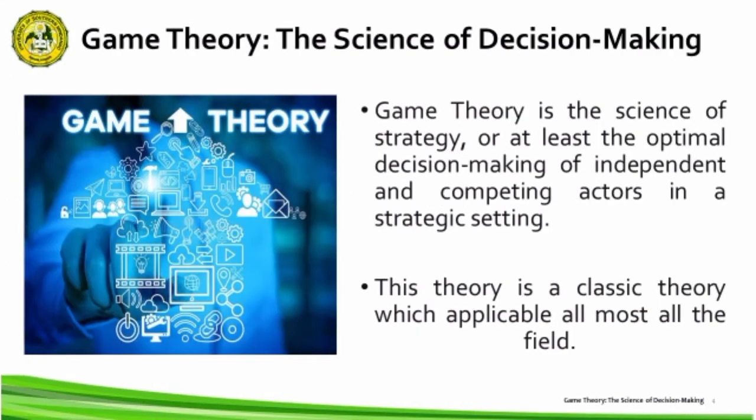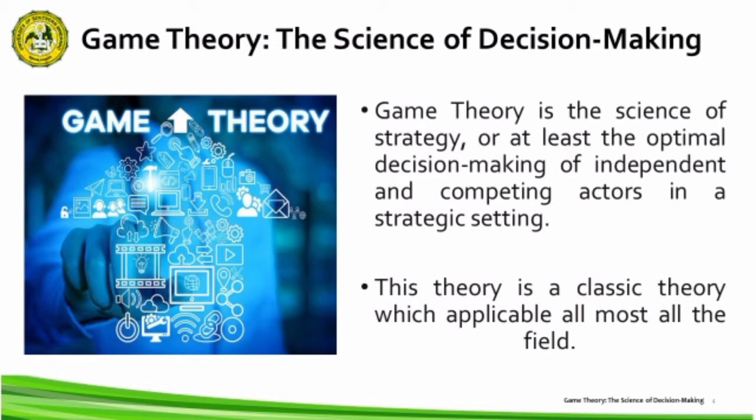Now let us begin with our first topic, which is game theory as the science of decision making. So when we interact with other people, we probably do not think too hard about the math behind the decisions we are making. But there is a whole field of math and science that applies to social interactions, and it's called game theory.